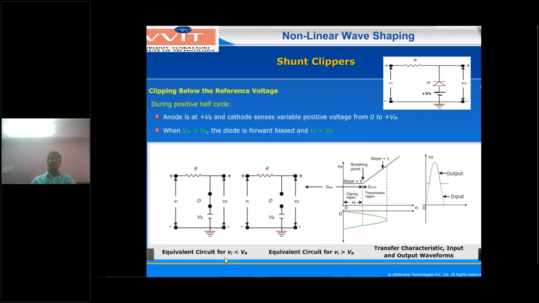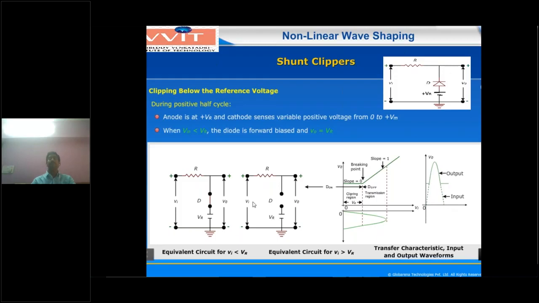First condition, Vi less than the reference voltage. What is the diode operation? It is either a closed switch or an open switch, because we are assuming an ideal diode. You have to see this one. Vi less than VR, where VR is a positive reference. This is the input sinusoidal waveform with positive peak and negative peak, and this is the reference voltage. Let us take an example, VR equal to 3 volts. The peak value is 5 volts and the negative peak is minus 5 volts. So the 3 volts reference voltage is below the input waveform peak.